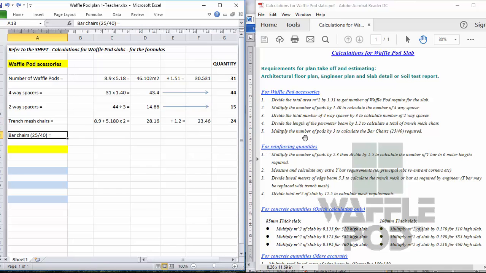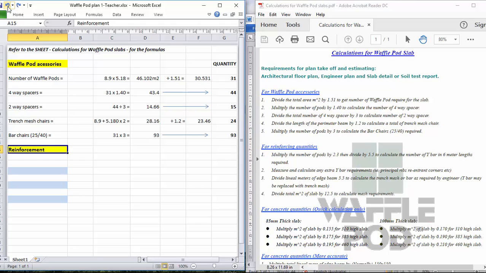Then we need to determine the number of bar chairs for the sheet mesh that goes across on the top of the polystyrene, and that is the number of waffle pods multiplied by 3. We have our waffle pods, 31, multiplied by 3, which gives us 93 bar chairs.